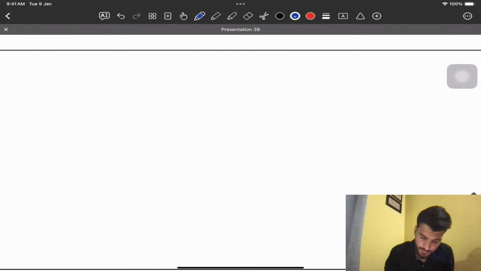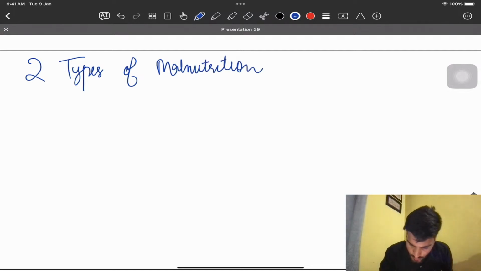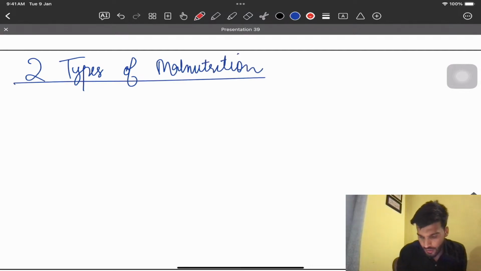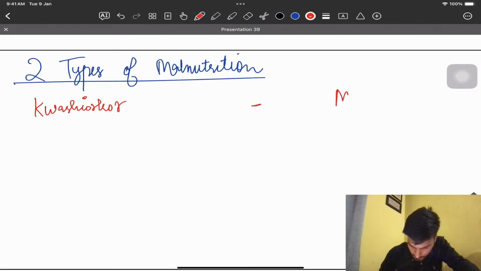So let's discuss two types of malnutrition, my dear students. What are the two types you will remember, guys? Kwashiorkor and marasmus.